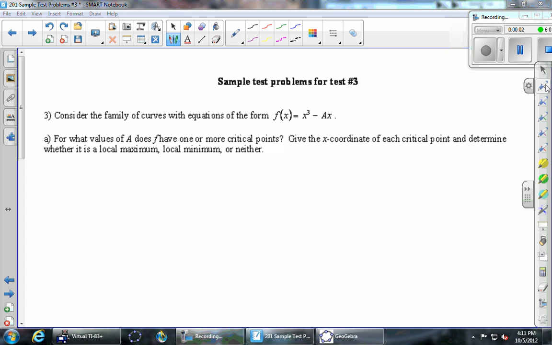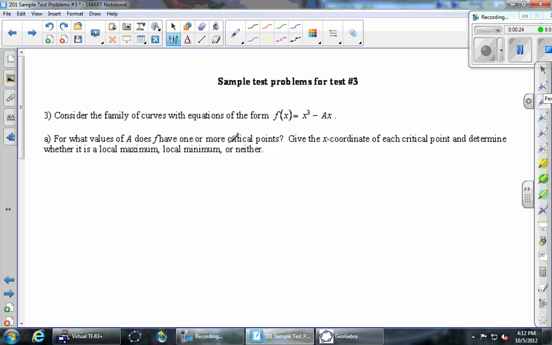This is problem number 3 on the sample test problems for test number 3. Consider the family of curves with equations of the form f of x equals x cubed minus ax. A, for what values of capital A does f have one or more critical points? Give the x coordinate of each critical point and determine whether it is a local max, local min, or neither.